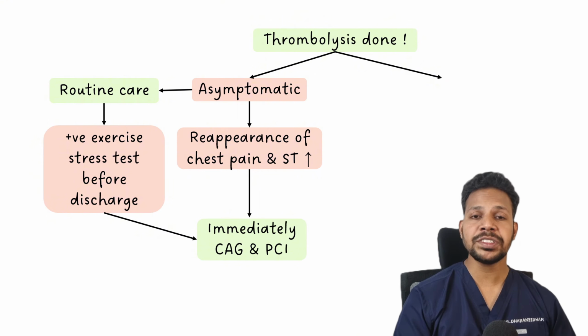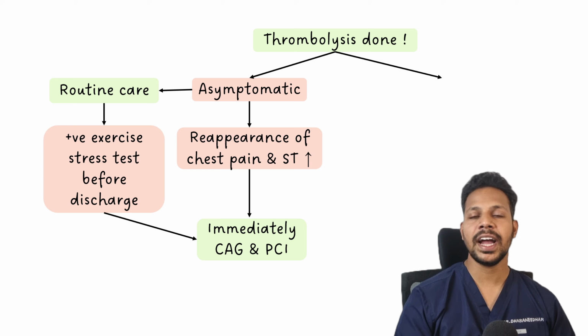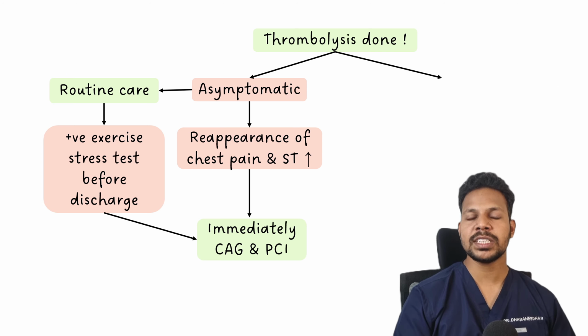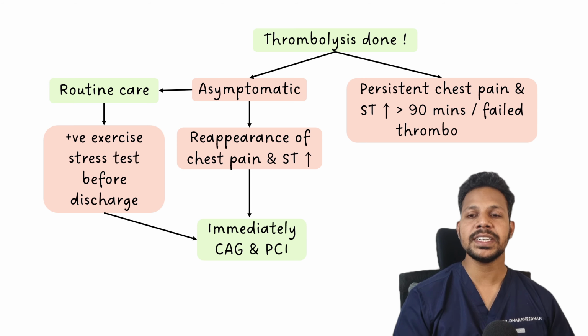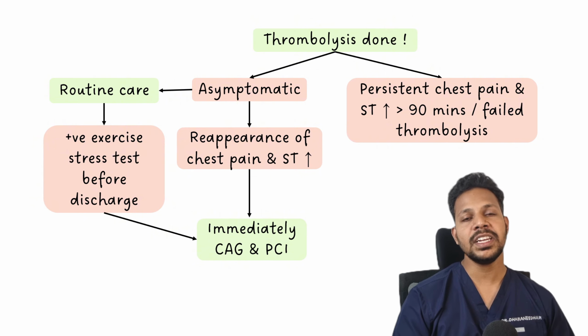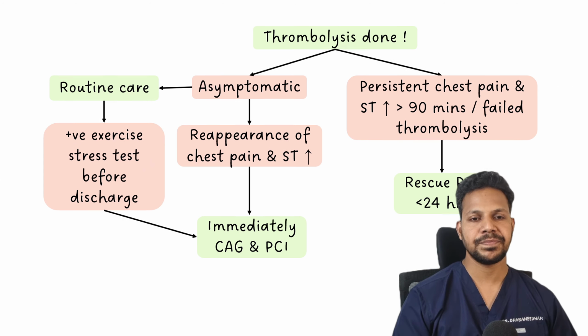If there is any positivity in the exercise stress test, again send the patient for coronary angiography and percutaneous coronary intervention. On the other hand, if the patient is not asymptomatic, even if we do thrombolysis, if the patient is still having persistent chest pain, or if the patient is having persistent ST elevation for even 90 minutes after thrombolysis, or if the thrombolysis has failed to reperfuse the patient, then you should do rescue PCI. Rescue PCI means sending the patient for PCI within 24 hours.